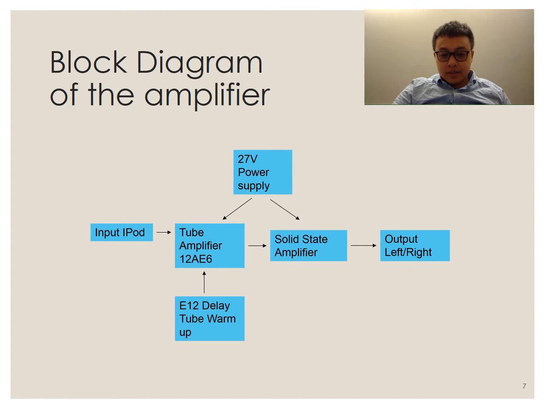On this page, I'm talking about the block diagram of the amplifier. The block starts with the input, which we choose is output, and then it goes to the vacuum tube amplifier. The vacuum tube amplifier needs a E12 delay circuit to warm up, and both the vacuum tube and solid state need a 27 voltage supply. After that, the signal goes to output, which is headphone.